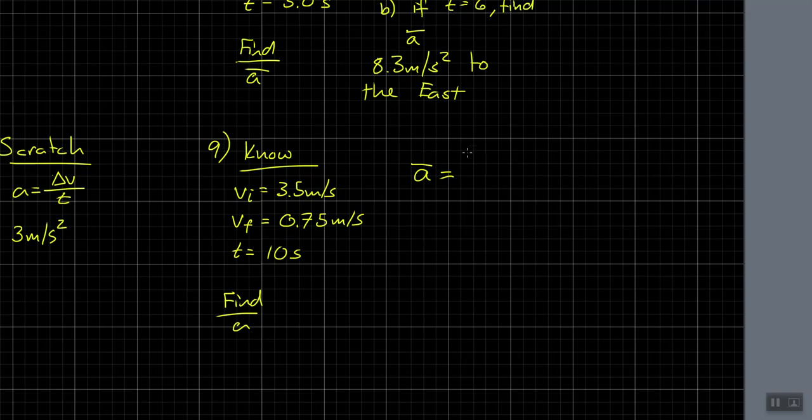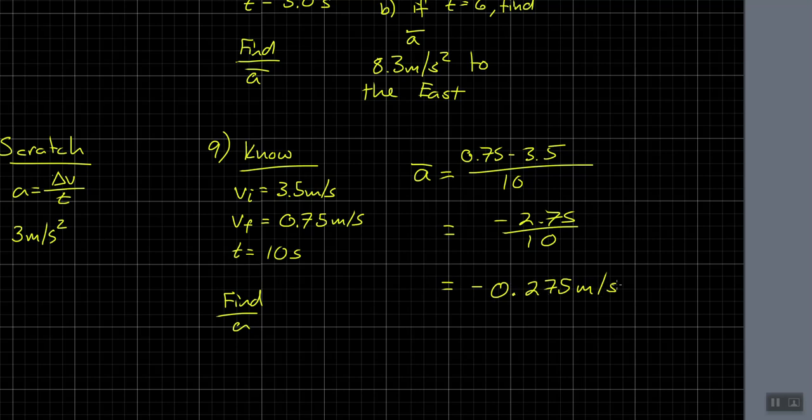This one's the ugliest I think that we had. 0.75 minus 3.5 over how much time? 10. So I know that that is negative 2.75. And then I don't need a calculator because divide by 10 just moves the decimal where? One to the left, negative 0.275 meters per second squared.